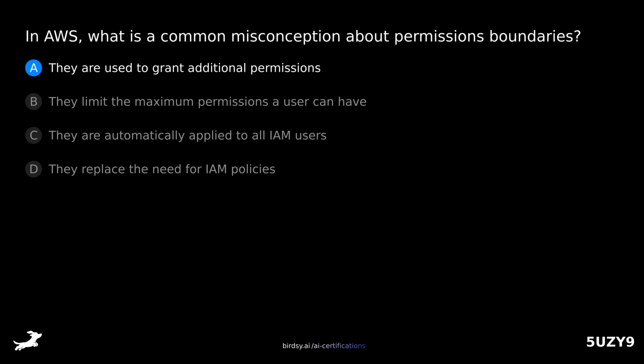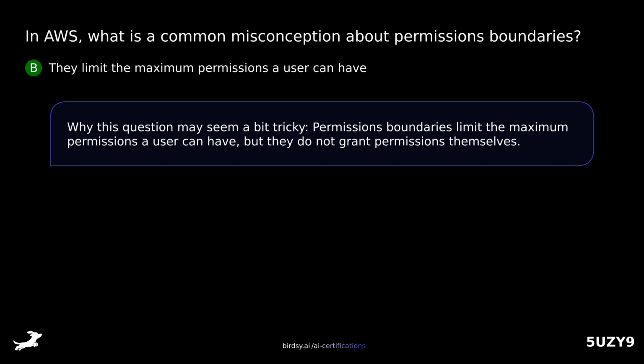Is it A, they are used to grant additional permissions, B, they limit the maximum permissions a user can have, C, they are automatically applied to all IAM users, or D, they replace the need for IAM policies? The answer is B, they limit the maximum permissions a user can have. This question may seem a bit tricky. Permissions boundaries limit the maximum permissions a user can have, but they do not grant permissions themselves.